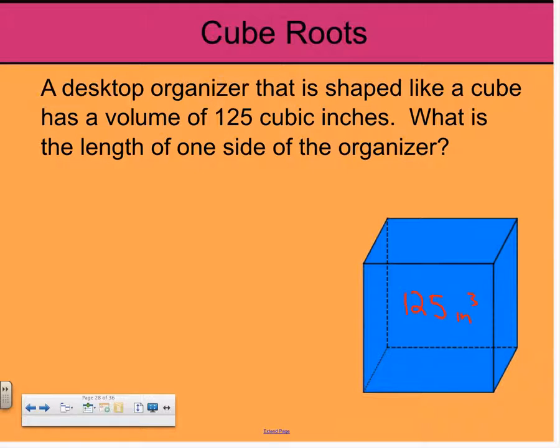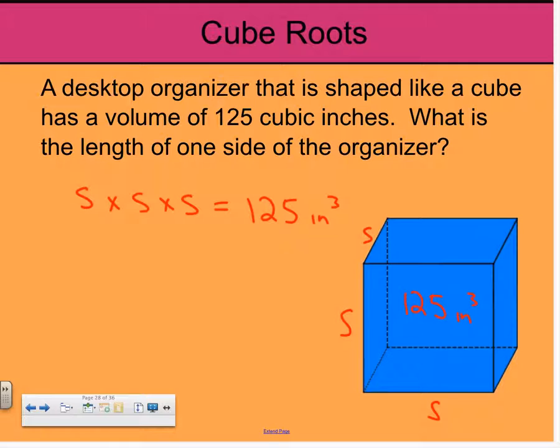Okay, well, let's think about how do we find the volume of a cube. Well, first of all, the cube has a unique trait in that all the sides are the same. So if this is side S, this is also going to be S. And this will also be S, right? So all the sides are the same. And I know that length times height times width, which in this case would be S times S times S, would equal the volume, which is 125 inches cubed.